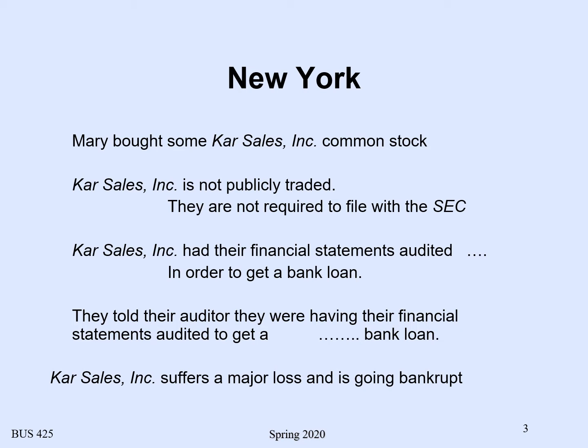The transaction occurred in New York, Mary lives in New York, Car Sales Inc. resides in New York. Mary bought some Car Sales Inc. common stock. We don't know how she got it, who she bought it from. Car Sales Inc. is not publicly traded. It's a private company. They're not required to file with the SEC. Car Sales Inc. had their financial statements audited, and they told their auditor they were having their financial statements audited in order to get a bank loan. Car Sales Inc. suffers a major loss and is going bankrupt.